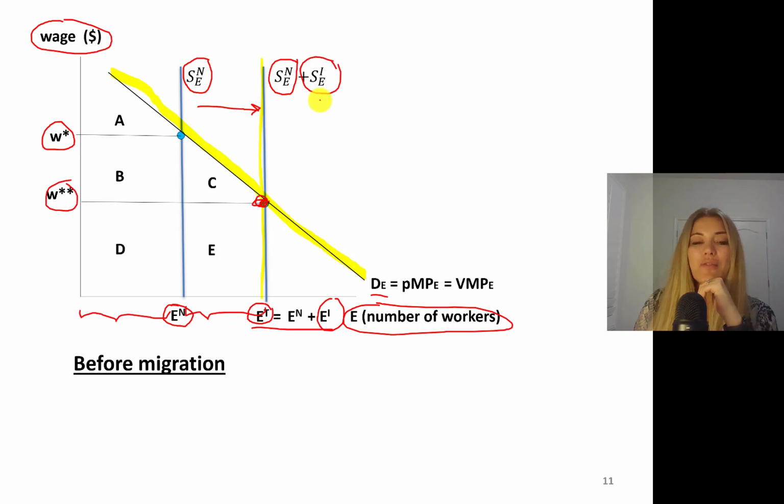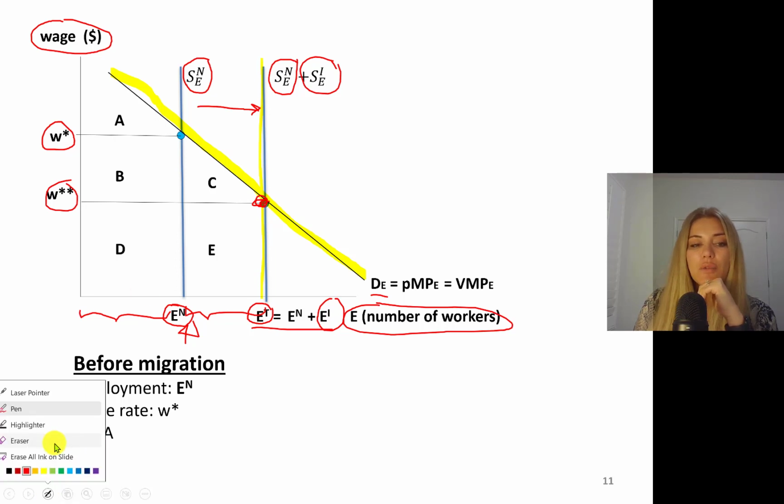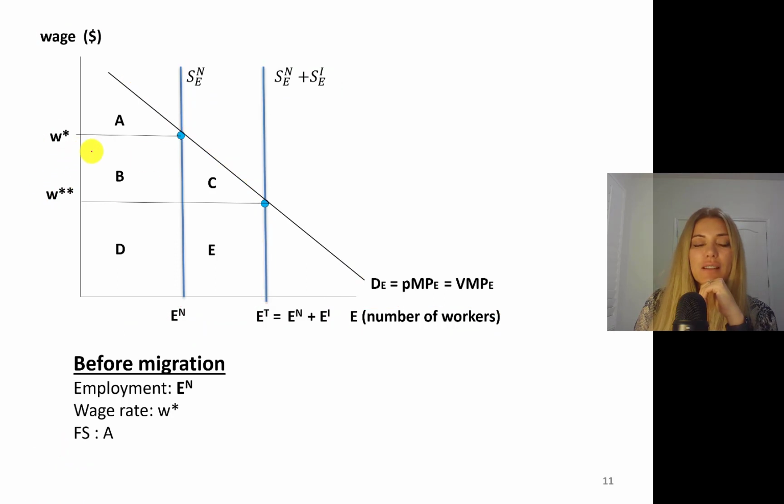Okay, so this is before migration. Employment is at EN, right here. No migration yet. And the wage rate is W star. What's the firm surplus? FS is firm surplus. How do we find firm surplus? This is how we find it.